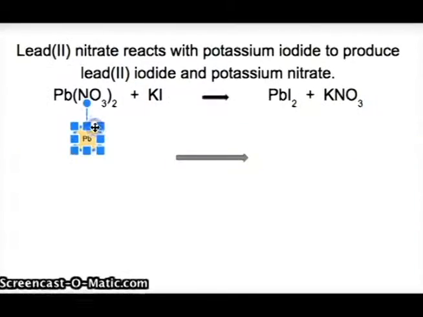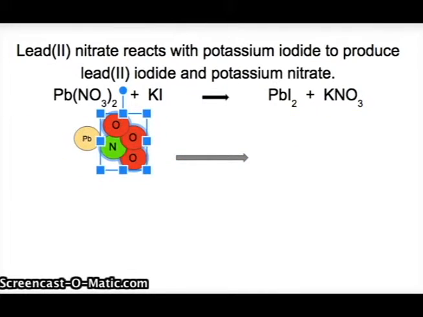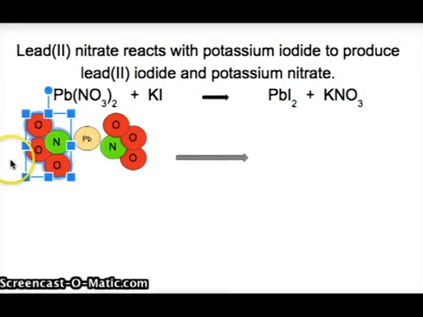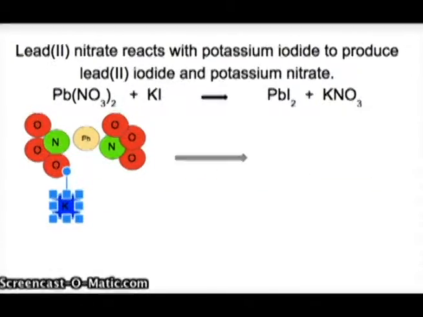So here's the lead atom. We're going to put with that the nitrates, the 2 nitrate ions that are associated with the lead. Here's the 1 ion, and here comes the second ion. So lead-2 nitrate is reacting with potassium iodide. So potassium has a potassium atom with an iodine atom.